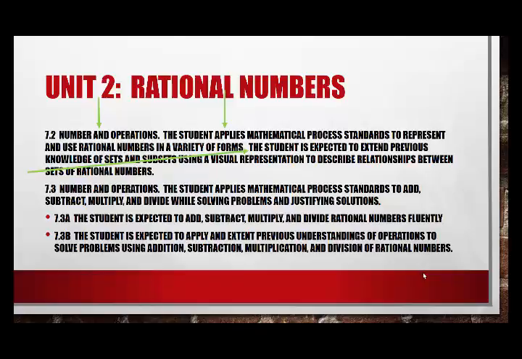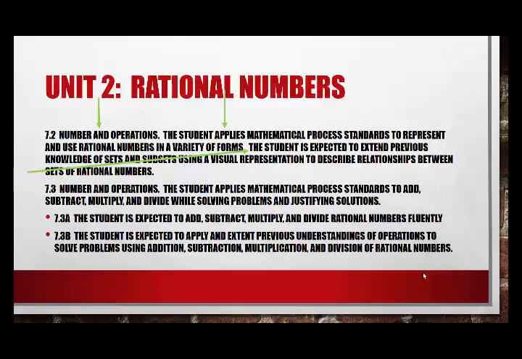Sometimes you will see the standard listed as 7.2, and sometimes you will see it listed as a 7.2A. An A would almost indicate that there would be a B, but in this case there's not, and so sometimes they just leave it as 7.2.